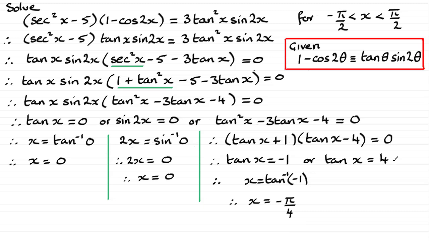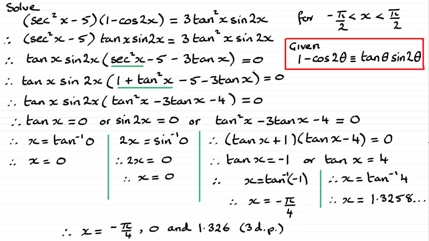You're going to need to use your calculator there. Make sure you're in radians mode. Take the inverse tan of 4 and you get x equaling 1.3258 and so on. So now I've got all my results that are in this range. So just to summarize then, x equals minus pi upon 4, 0, and 1.326 radians to 3 decimal places. You could put a little c here if you wished to indicate that those were angles in radians. But it's understood that x would be in radians from here, so it doesn't really matter if you did leave it off. Okay?